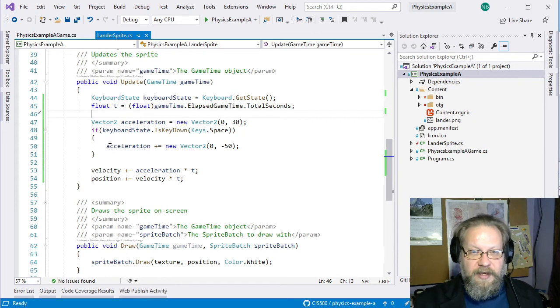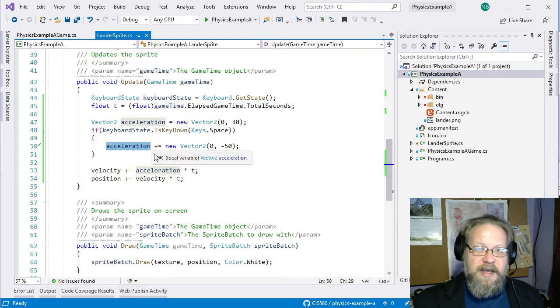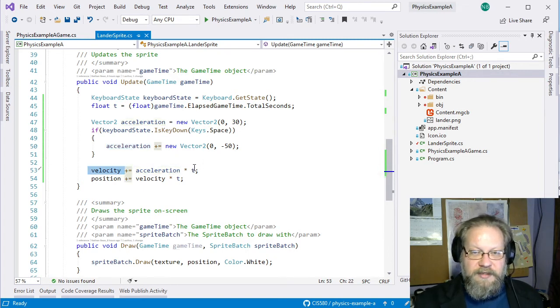We just calculate our acceleration, which is a sum of all the forces that are acting on us in that instant of time. We add that to the velocity and scale it by the amount of time of the time step, and then we take that velocity and we scale it by the time step and apply that to position. And that's really all there is to it.